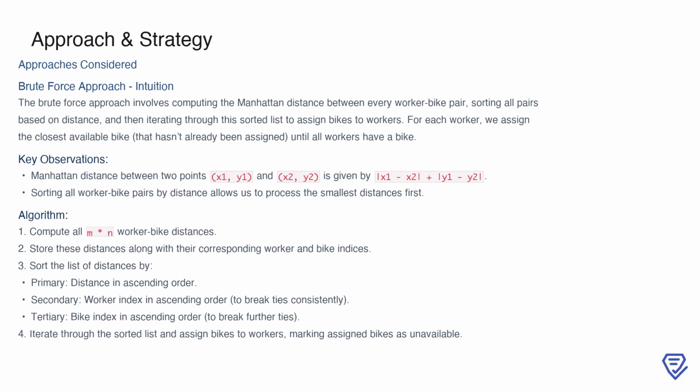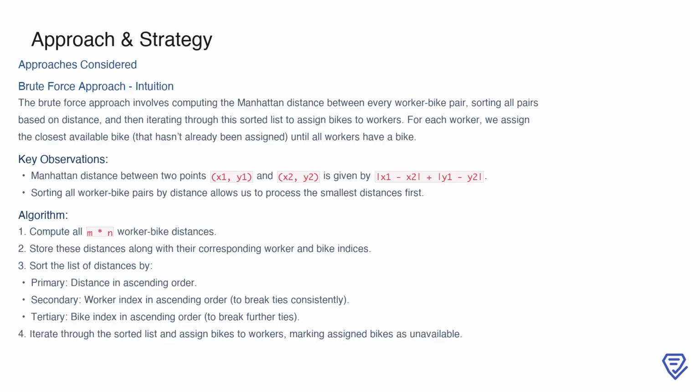To begin solving the campus bikes problem, we can first consider the brute force approach. The intuition behind this method is straightforward. We calculate the Manhattan distance between every worker-bike pair, sort these pairs by distance, and then assign bikes to workers based on the sorted order. For each worker, we assign the closest available bike, ensuring no bike is assigned more than once. The Manhattan distance, which measures the grid-based distance between 2 points, is computed as the absolute difference between their x-coordinates added to the absolute difference between their y-coordinates. By sorting the worker-bike pairs, we can prioritize the smallest distances first.